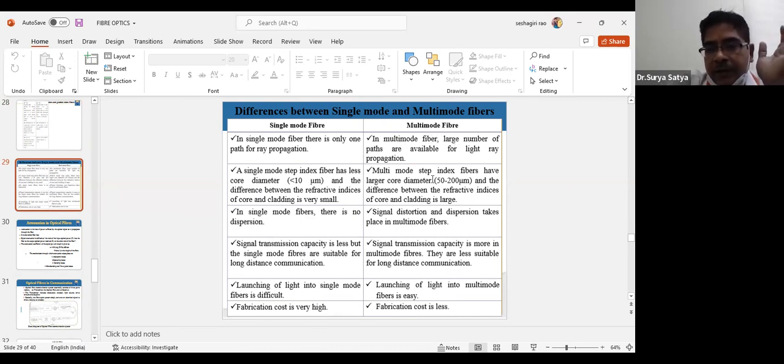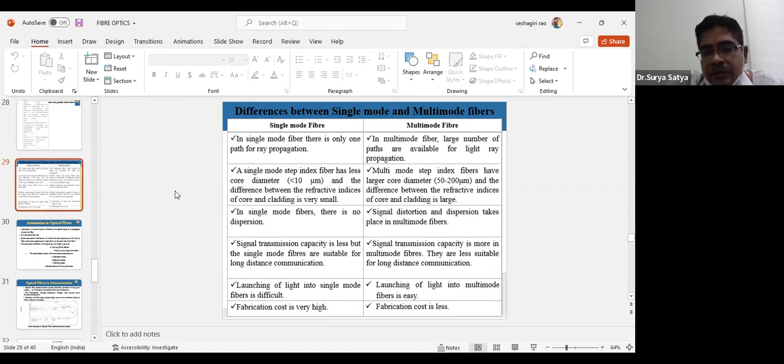Multi-mode step index fibers have a larger core diameter, around 50 to 200 micrometers, and the difference between the refractive index of core and cladding is large. A single mode step index fiber has a smaller core diameter, less than 10 micrometers, and the difference between the refractive index of core and cladding is very small. In single mode fibers, there is no dispersion. Signal transmission capacity is less, but single mode fibers are suitable for long distance communication.